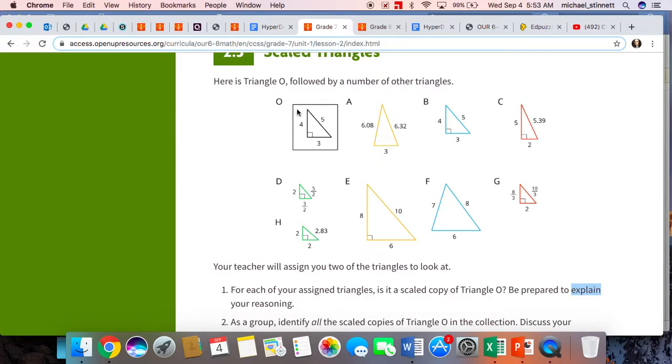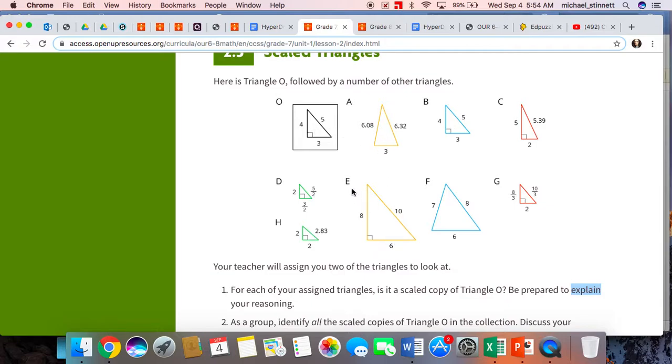So here's the original triangle. It's down here. The length of the bottom side is 3. This left side is 4. And then our hypotenuse, the diagonal line here, is 5. So I'm going to use these 2 triangles, A and E, and see, are they scale copies? So let's look at triangle E first.